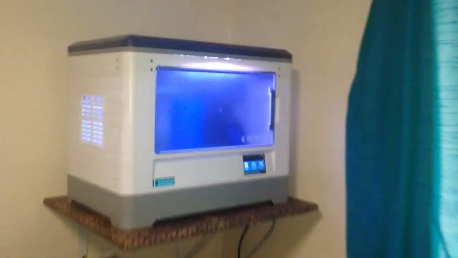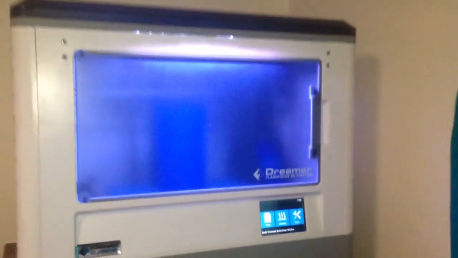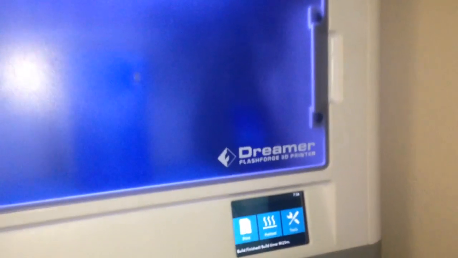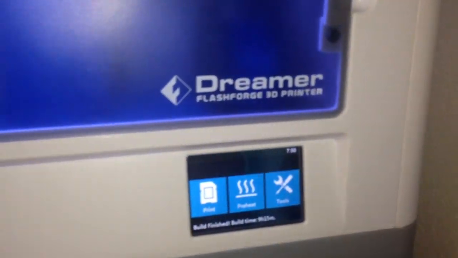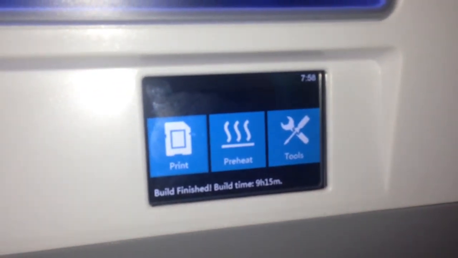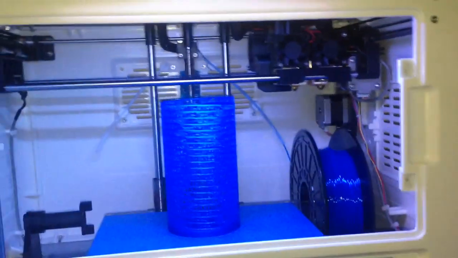Okay, so I'm either going to come back to a nice cup or a big pile of mess. Build time, 9 hours 15 minutes. The Tower of Pi. Oh, yes, it worked. Okay, let's have a look.